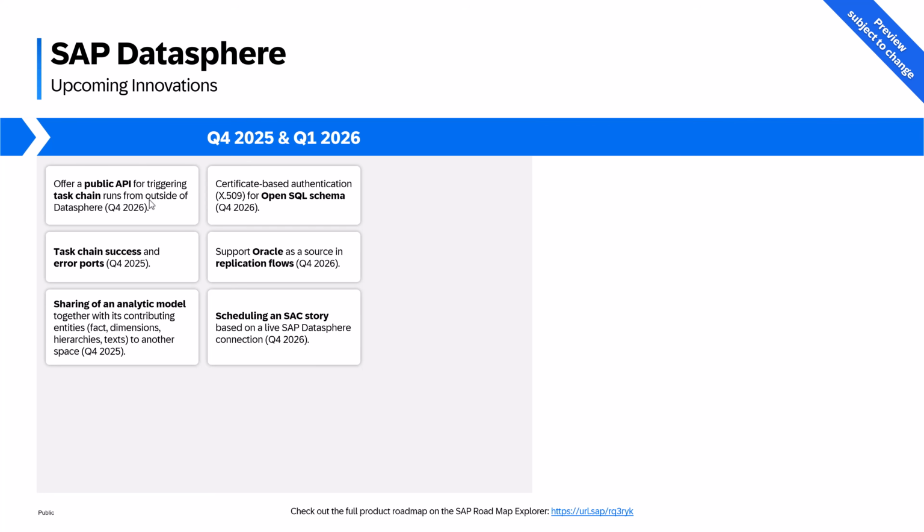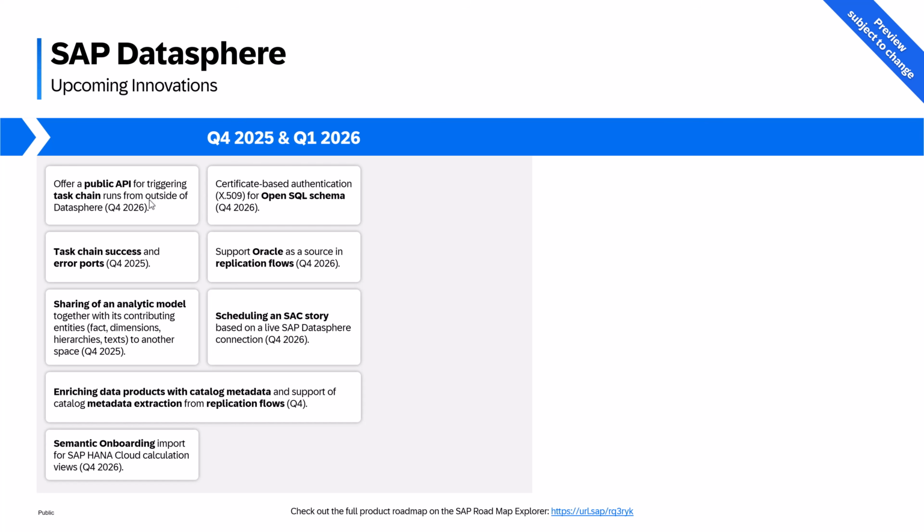Looking at modeling, the major new feature planned for Q4 is sharing of analytic models together with their contributing entities like facts, dimension hierarchies, etc., to other spaces. And then on the SAC side, there's a big one with the scheduling of an SAC story based on a live Datasphere connection.